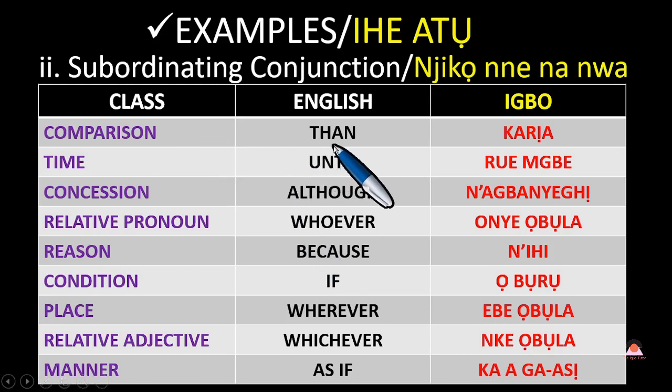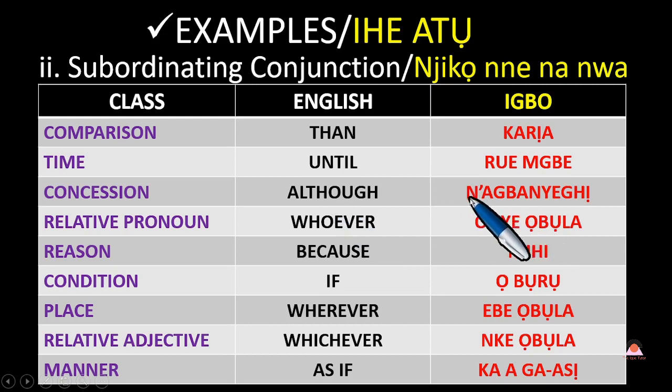So we use than here. And in Igbo, than means carrier, that is that in Igbo. Then when we are talking about time as a class, we have example here, until. Until in Igbo, until is rue mgbe. We go to concession. I'm conceding something to somebody. And then we have example here, although in Igbo, although is n'agbanyeghị.